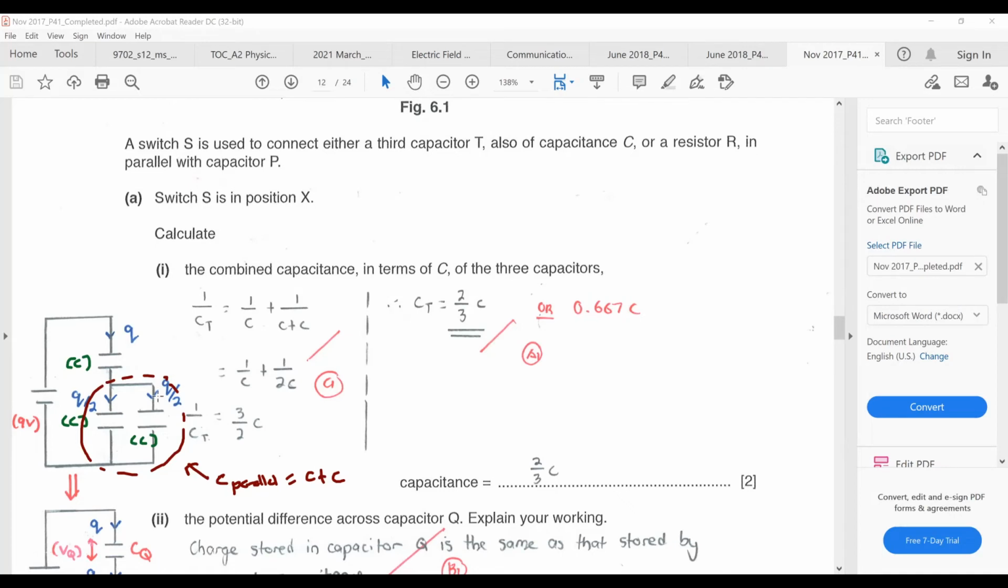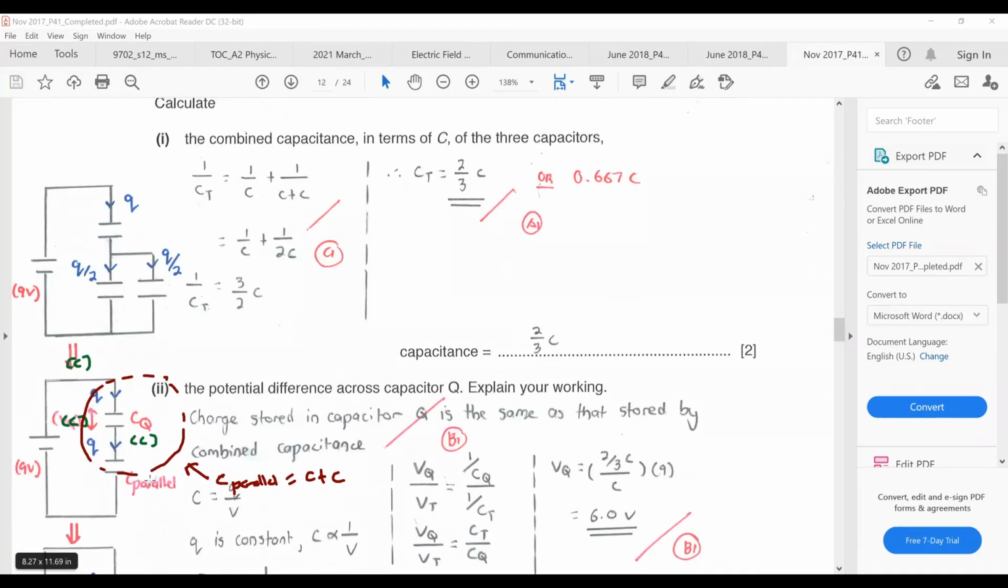So your circuit now becomes something like this, where this one is now C, and this one is 2C. Now if you want to simplify this again, find out the total capacitance, because this is connected in series, you treat it like you would capacitors in parallel. So your total capacitance now will be 1 over CT equals 1 over C plus 1 over 2C.